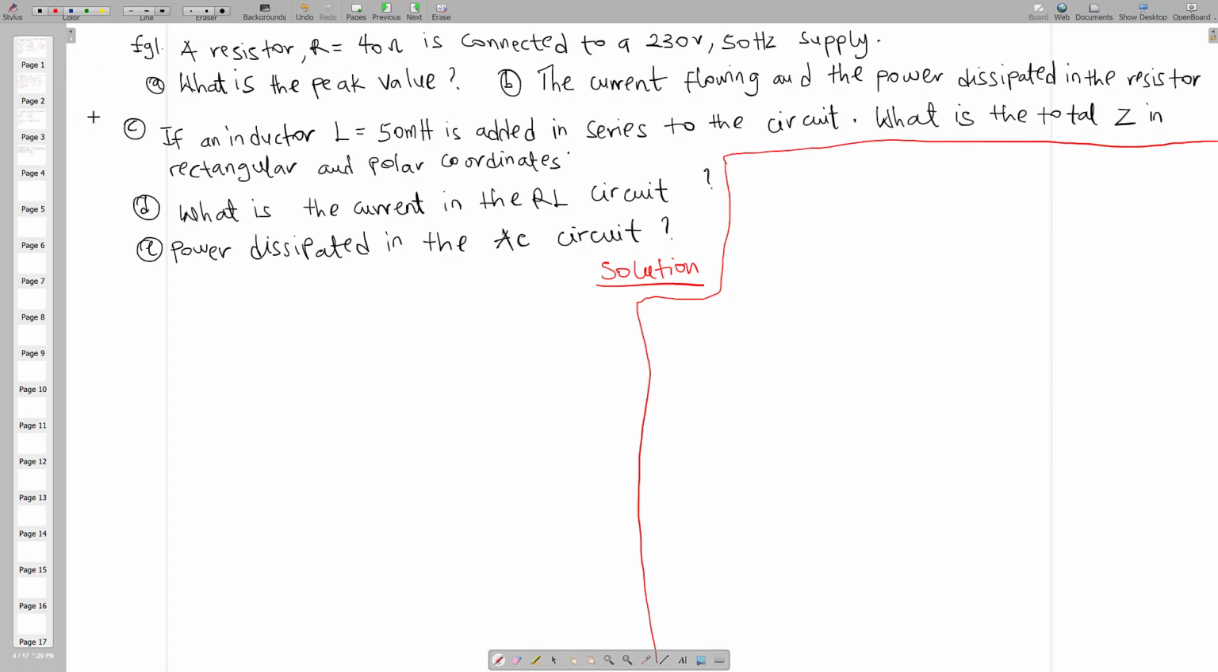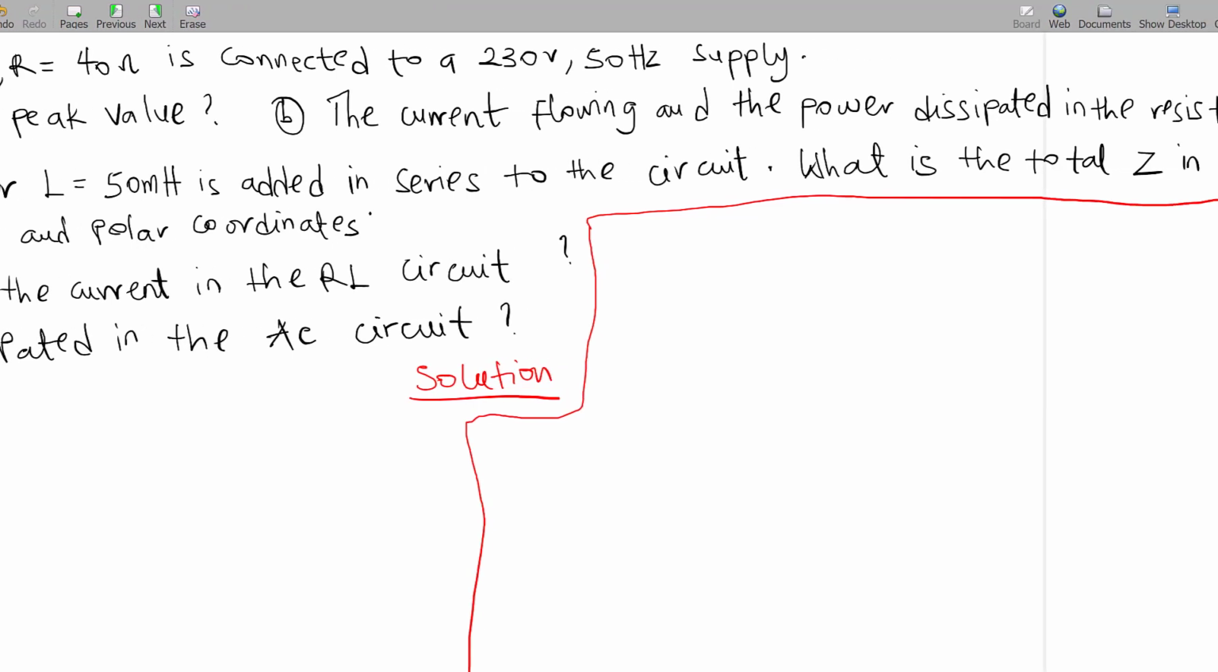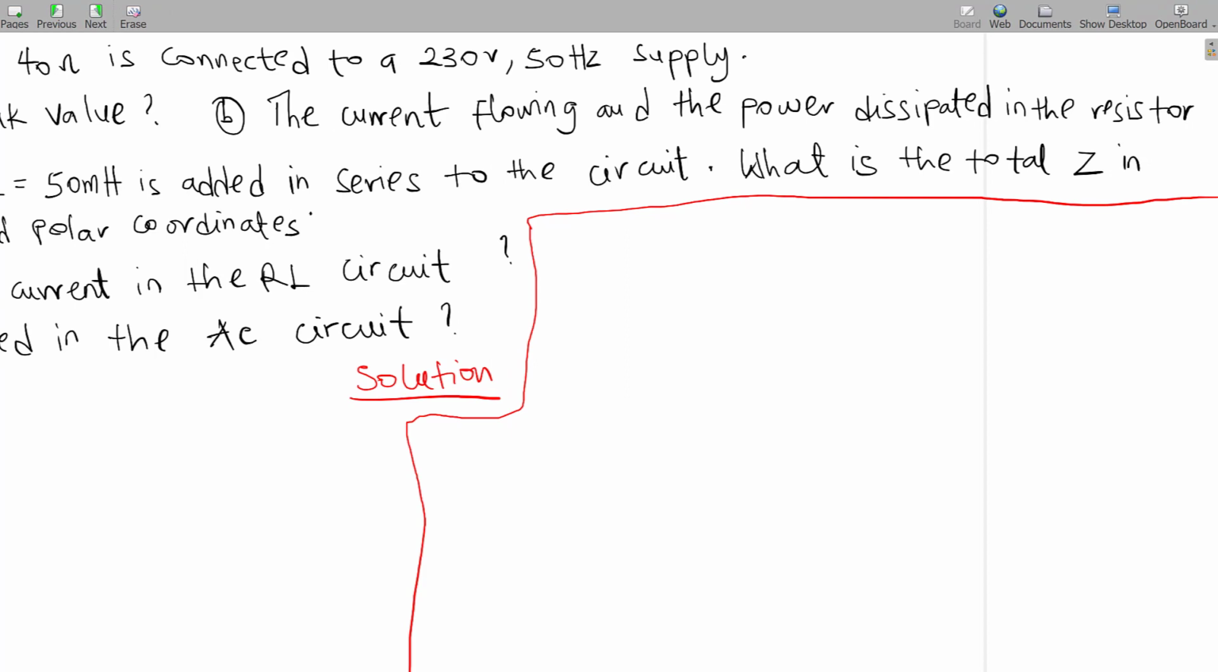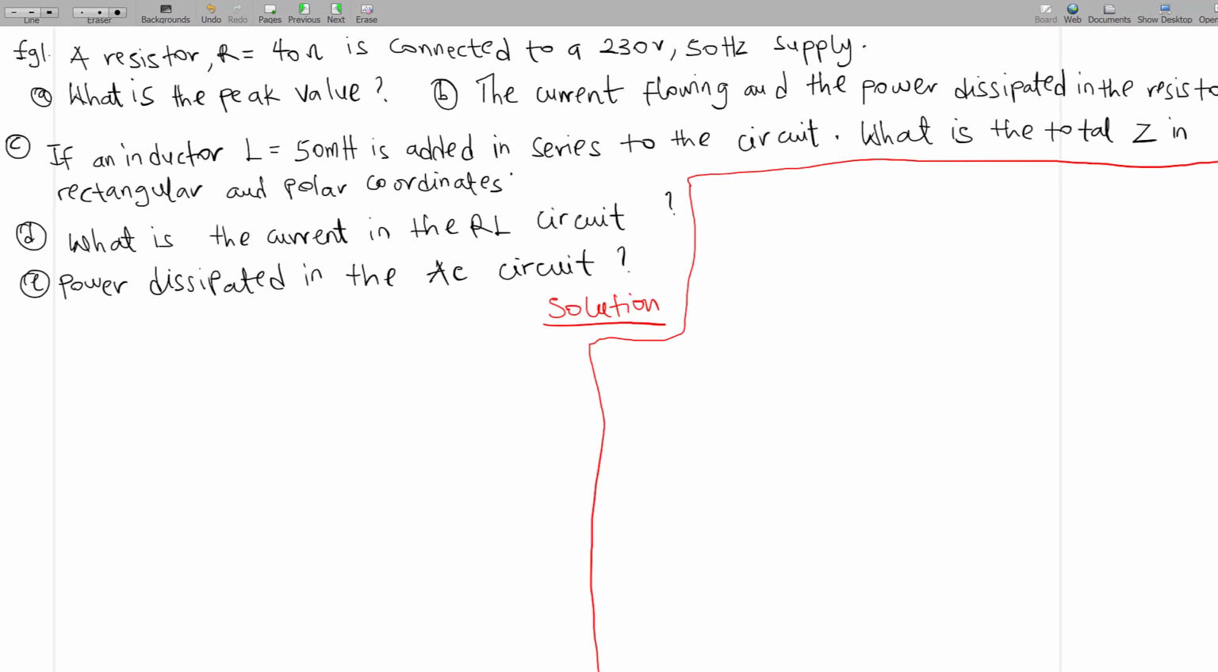Question 1 says a resistor R, which is 40 ohms, is connected to a 230 volts 50 Hz supply. We are asked to find in A, the peak value, B, the current flowing and the power dissipated in the resistor, and C says that if an inductor of 50 millihenry is added in series to the circuit, what will be the total impedance Z in rectangular and polar coordinates. And D, we are to find the current in the RL circuit. And the last question says we should find the power dissipated in the AC circuit.